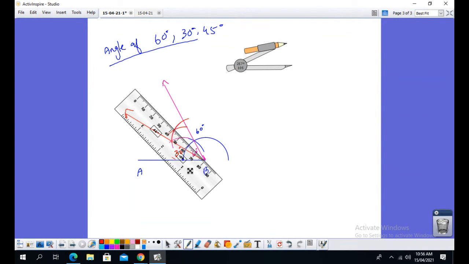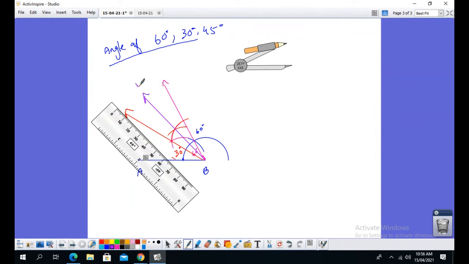Like this one. With the help of scale and pencil we have to draw this line. This is of 45 degree, this is of 60 degree and this is of 30 degree. So we construct here angle 30 degree, 45 degree and 60 degree.